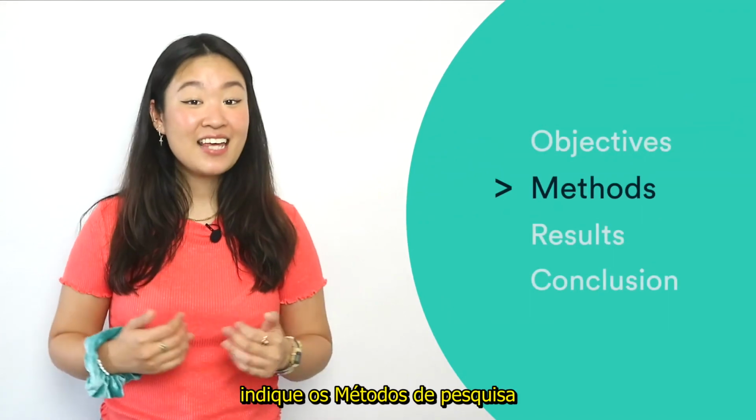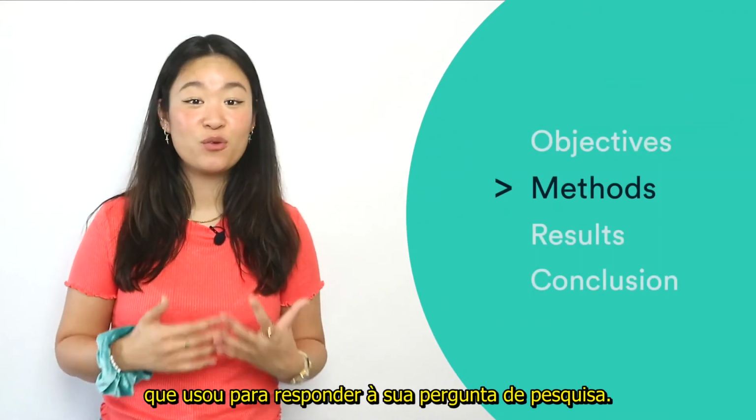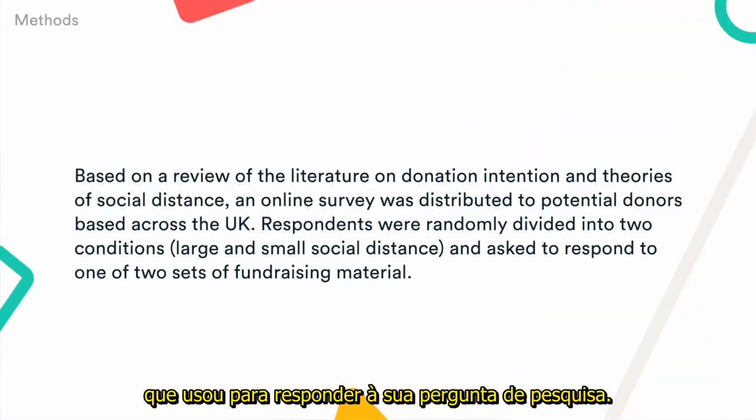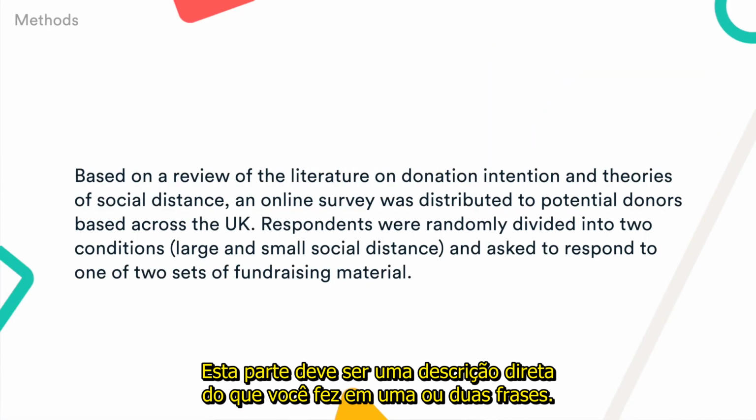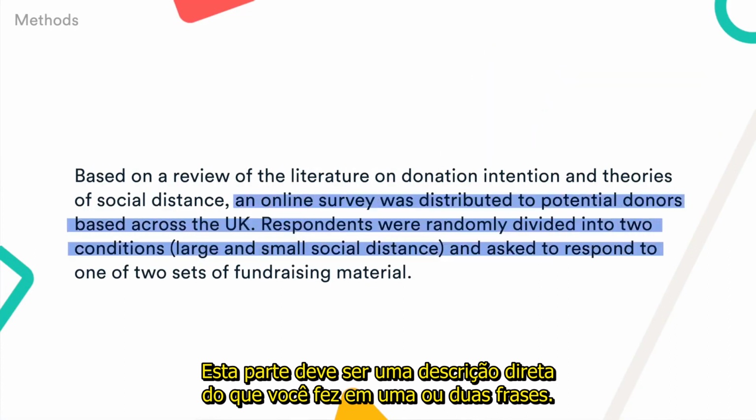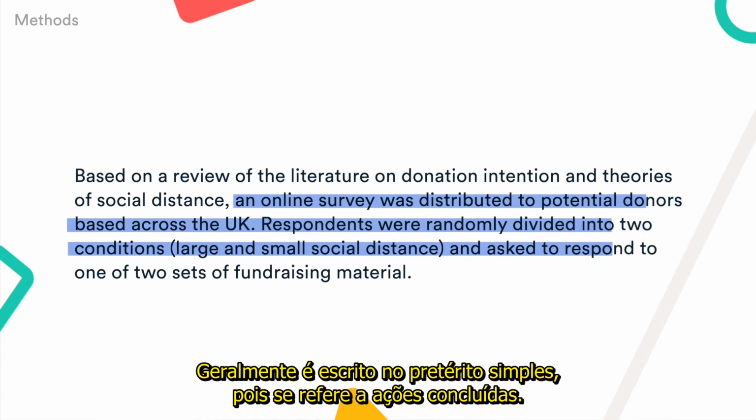Next, indicate the research methods that you used to answer the research question. This part should be a straightforward description of what you did in 1 or 2 sentences. It is usually written in the past simple tense as it refers to completed actions.